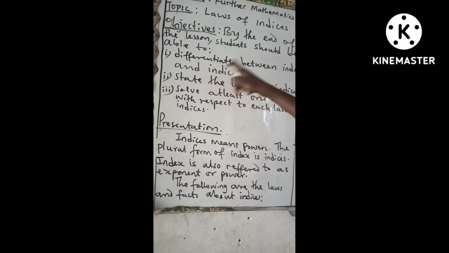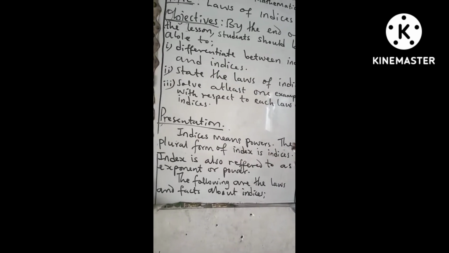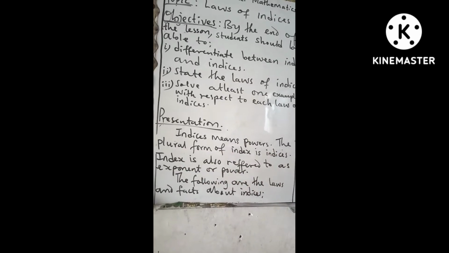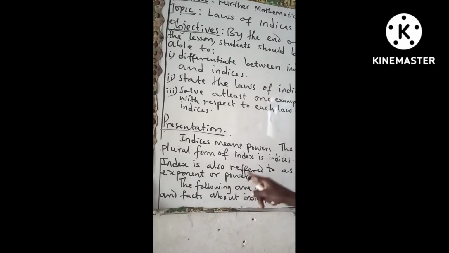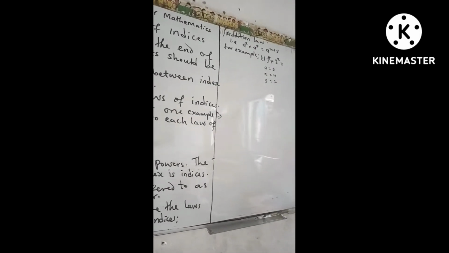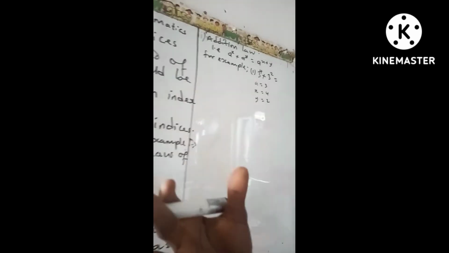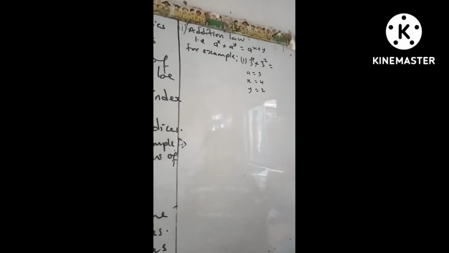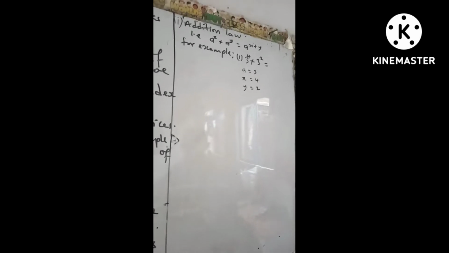Presentation. From the objective, the first objective says differentiate between index and indices. Indices means powers. The plural form of index is indices. Index is also referred to as exponent or power. The following are the laws and facts about indices. We have generally 7 laws of indices, but in some textbooks you see 3, you see 4, and so on and so forth. But today I'm going to give you the 7 laws of indices with several examples with respect to each law.